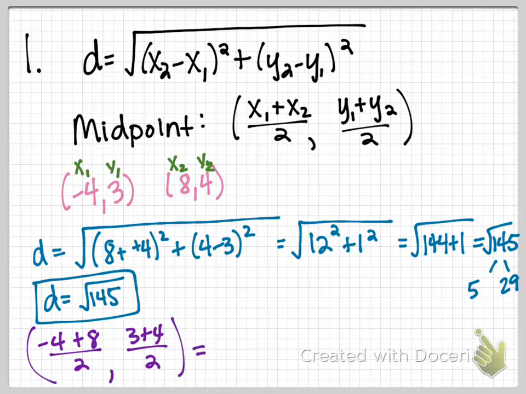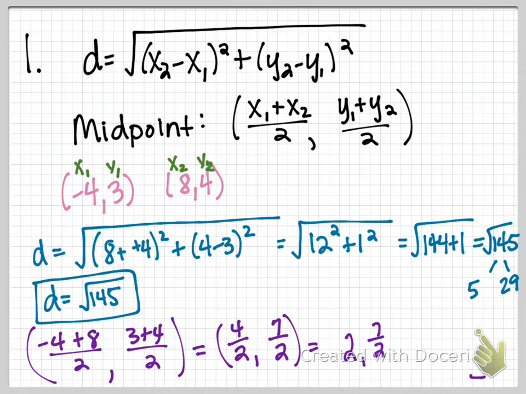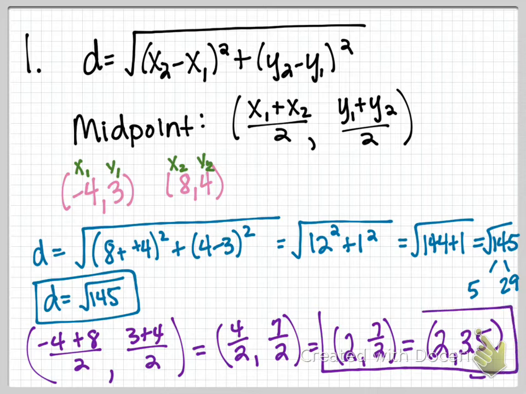And remember, your midpoint is a point, so you have to write it as an ordered pair. Negative 4 plus 8 is 4. 3 plus 4 is 7. And so we can either write this as 2 comma 7 halves, or we can write this as 2 comma 3.5. Either one of those is fine for your answer. And that is for problem number 1.